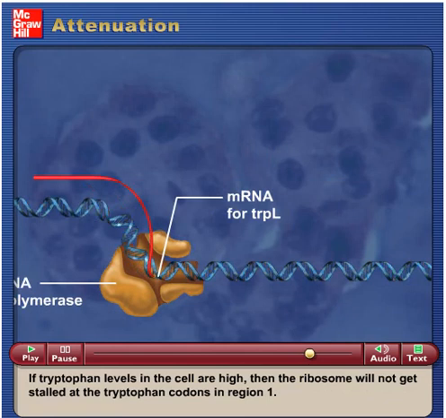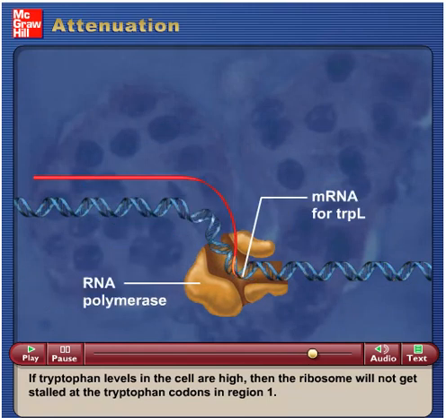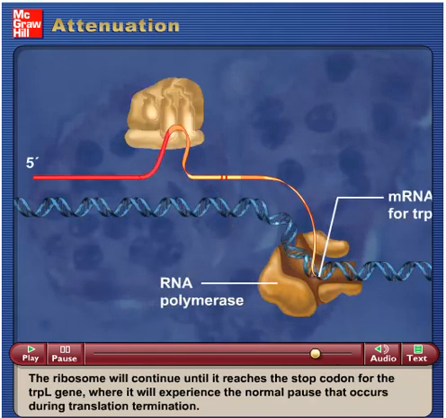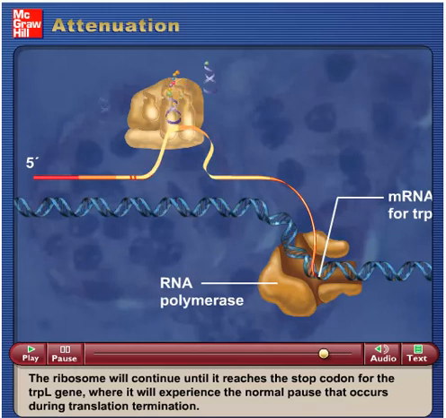If tryptophan levels in the cell are high, then the ribosome will not get stalled at the tryptophan codons in region 1. The ribosome will continue until it reaches the stop codon for the TrpL gene, where it will experience the normal pause that occurs during translational termination.